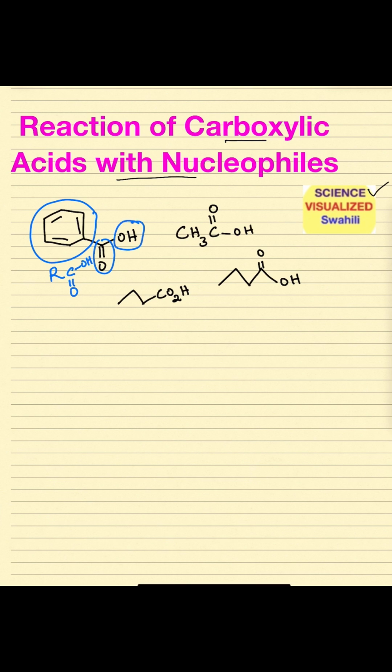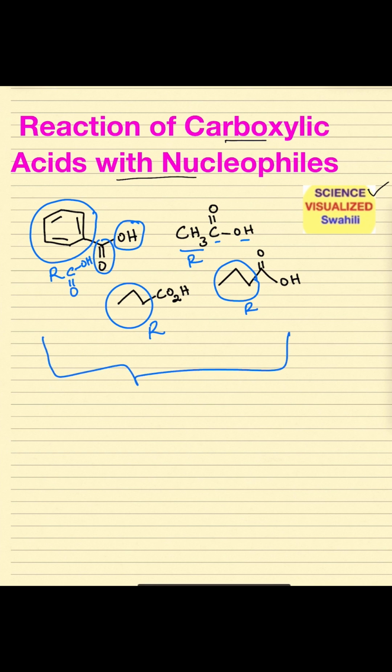In this case, the alkyl group is here, R, and then carbon double bond oxygen and an OH. Same thing here, the alkyl group will be the R, and here that will be the R. So I can represent all these structures by using a generic carboxylic acid, RC double bond O, OH. Now the question is, how do they react with nucleophiles?